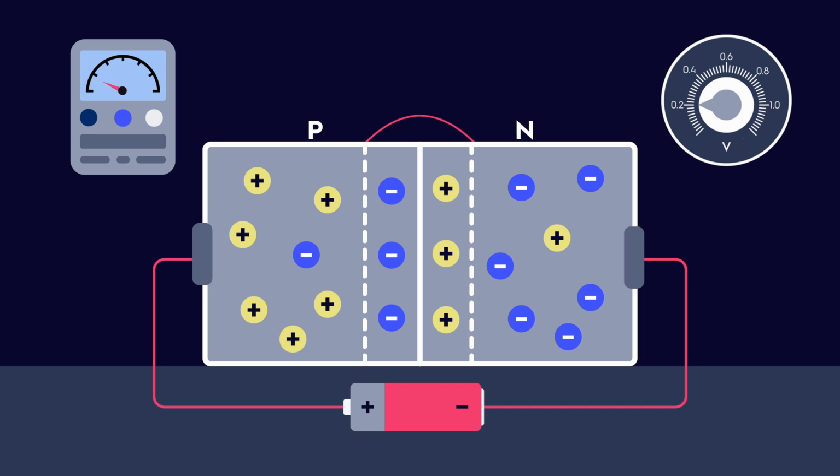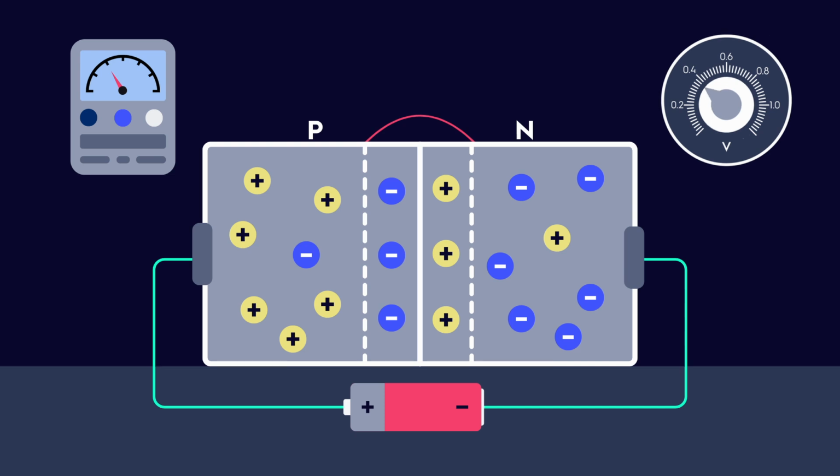And because current in a series circuit is the same everywhere, the current inside the diode from P to N matches the current through the external wires. The ammeter now shows a non-zero reading. What happens if we increase the voltage even more?